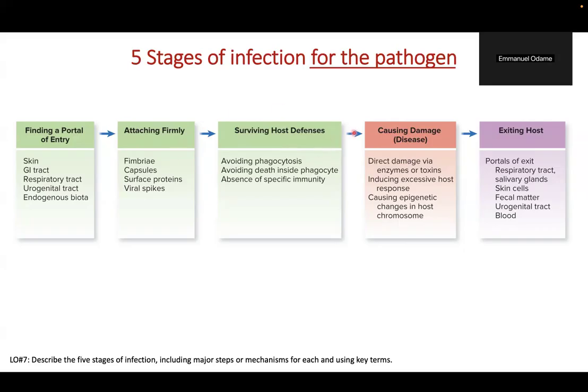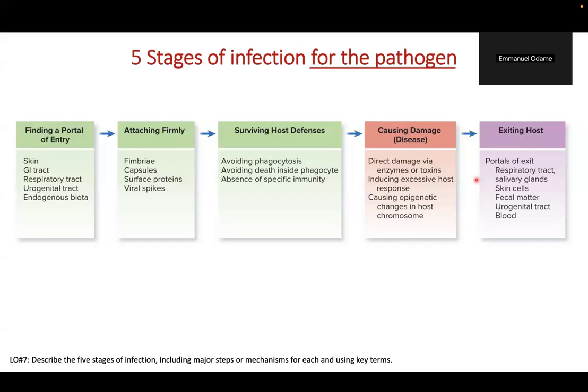So the pathogen has to first try to avoid your host defense in all kinds of ways, including avoiding phagocytosis and specific immunity, in order to invade your whole body. And then after it has invaded past your host defense system, it has to go ahead and cause damage or cause the disease. They do this by releasing a series of enzymes or toxins, or by inducing an excessive host immune response, sometimes causing autoimmune diseases, where your body attacks itself. And then lastly, it has to exit the host.